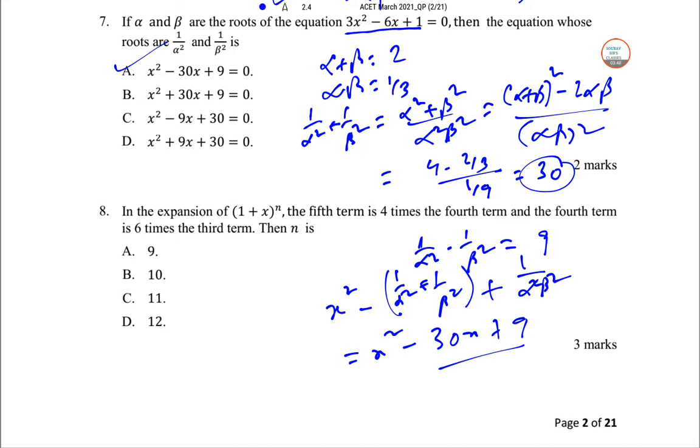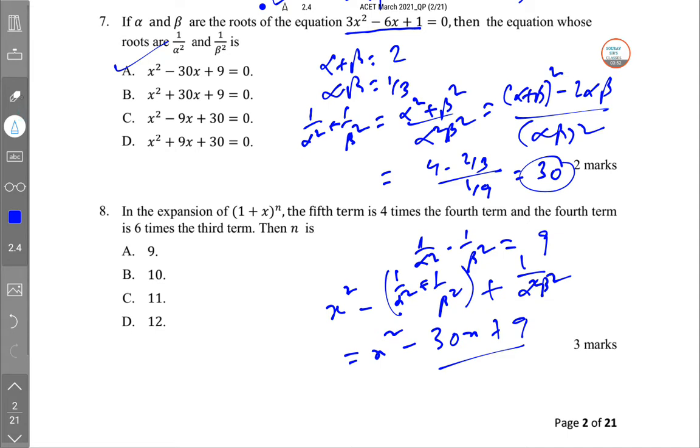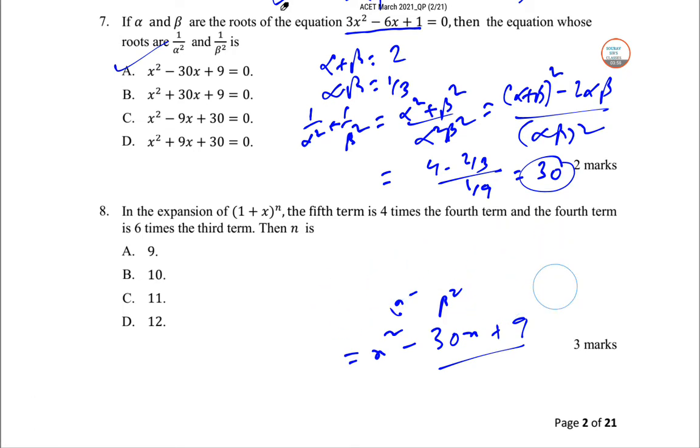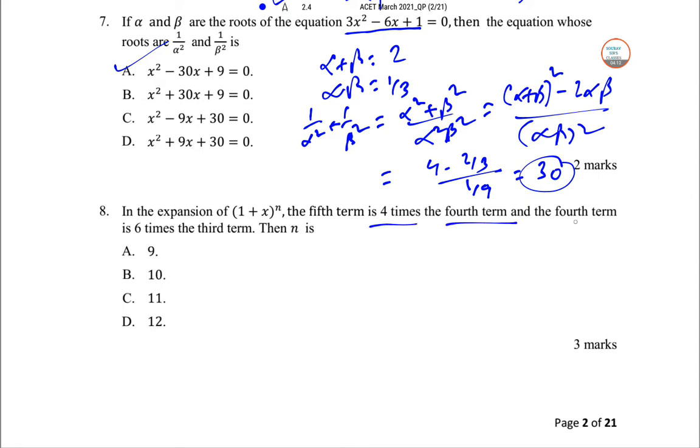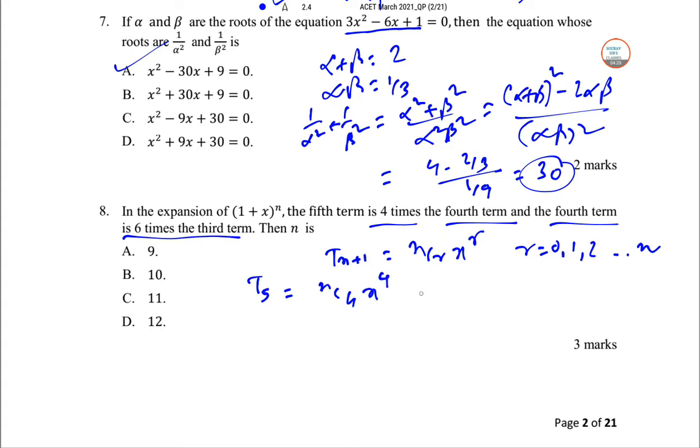Okay. Now we move forward to question number 8. Let me just clear this part. Here the expression (1 plus x) whole to the power n is given. The fifth term is 4 times the fourth term, and the fourth term is 6 times the third term. Okay. So the general term, you have all done the binomial already, is nCr x to the power r, where r equals 0, 1, 2, dot dot dot n. So the fifth term is T5, so nC4 x to the power 4. The fourth term is T4, so nC3 x cube. The third term, in that way, is nC2 x square.